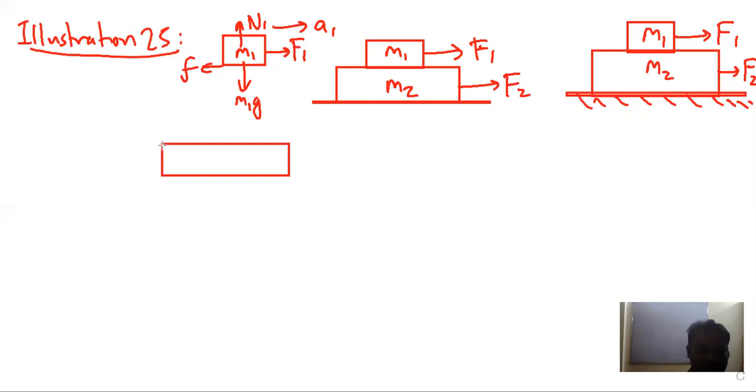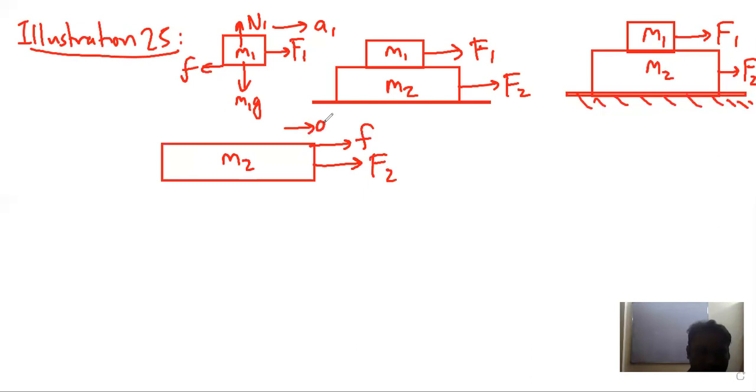And by action reaction pair on block M2, static friction will be in forward direction. F2 force will also be in forward direction. Acceleration A2 of block will also be in forward direction. But if this is static friction, then we can say acceleration A1 will be equal to A2, because if we have static friction, then there is no relative motion. Other than that, in vertical force, we have M2g and normal reaction N2 by ground in upward direction and N1, normal reaction by M1 on M2 in downward direction.